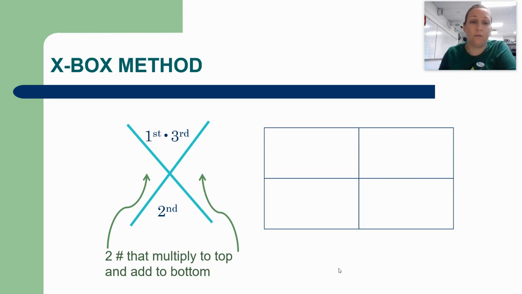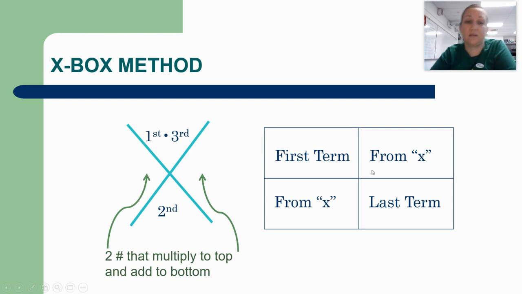From here, we fill in the box, first term in the first box, last term in the last box. And on the diagonal, we take the two numbers from the x. And we want to put the variable that was with the middle term with both of those. If I'm going too fast, remember you can always pause the video to write everything down.